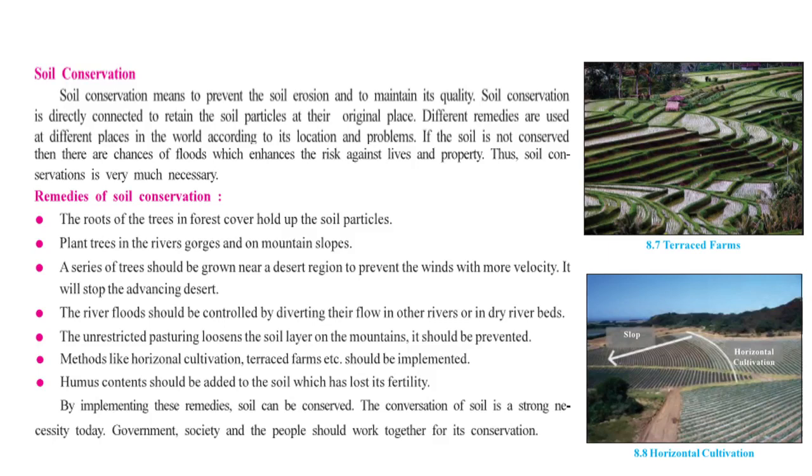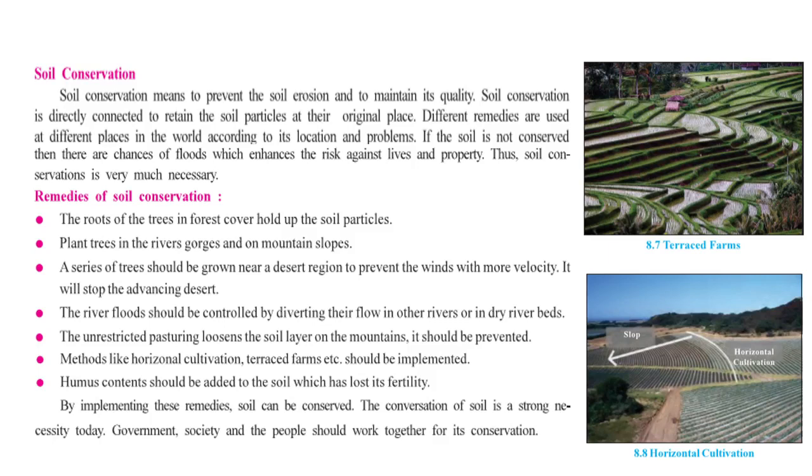Methods like horizontal cultivation, terraced farming, etc. should be implemented. Here in the picture to your right, you can see there is a horizontal cultivation shown. Such type of horizontal cultivation should be done. Humus content should be added to the soil which has lost its fertility. जो soil अपनी fertility खो चुका है, वहाँ humus elements, humus content को add किया जाए. Humus is nothing but decay of plants and animals, the remains of plants and animals.